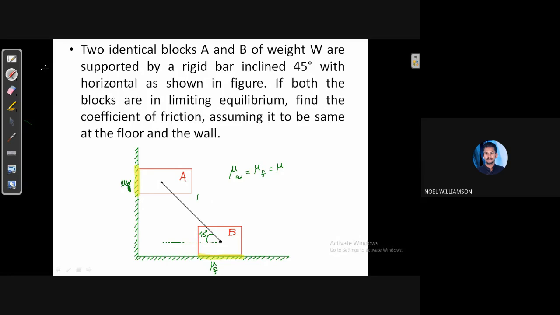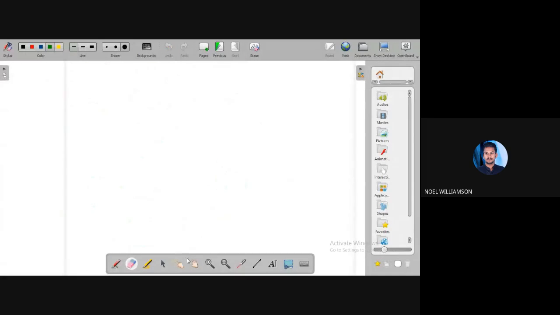ഇനി നമുക്ക് നോക്കാം how we can do this problem. In order to solve this problem we have to consider the free body diagram. അപ്പോൾ ഇൻഡിവിജ്വൽ ഫ്രീ ബോഡി ഡയഗ്രാംസ് നമ്മൾ കൺസിഡർ ചെയ്യുകയാണെങ്കിൽ, first of all for A, you can consider the free body diagram for A. So for the free body diagram of body A, first of all weight is acting vertically downwards, and the value is W.